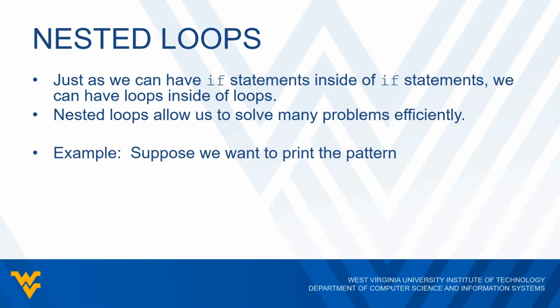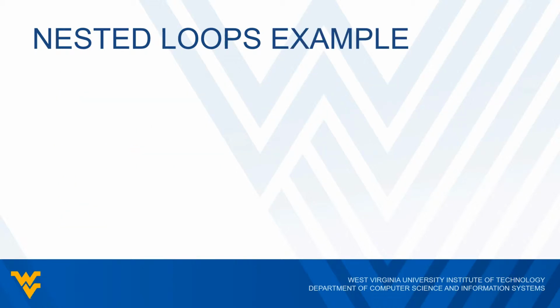So let's say we want to print the pattern something like this. So we have a bunch of stars that are in a triangular formation. Now, of course, we can easily do this without loops because there were only 5 lines of stars that we need to print, but just for our purposes, we'll use loops anyway.